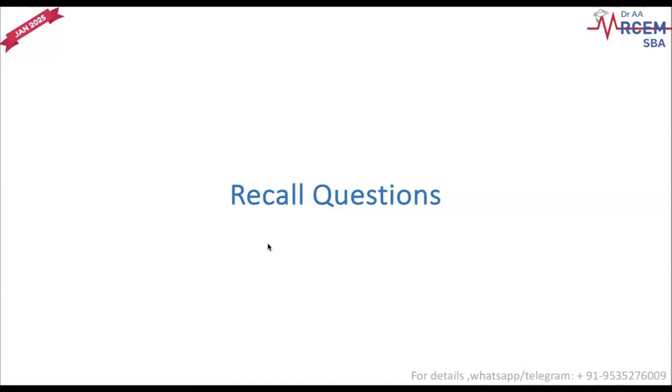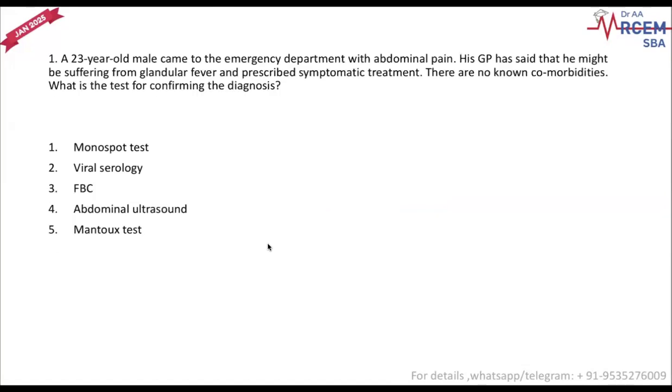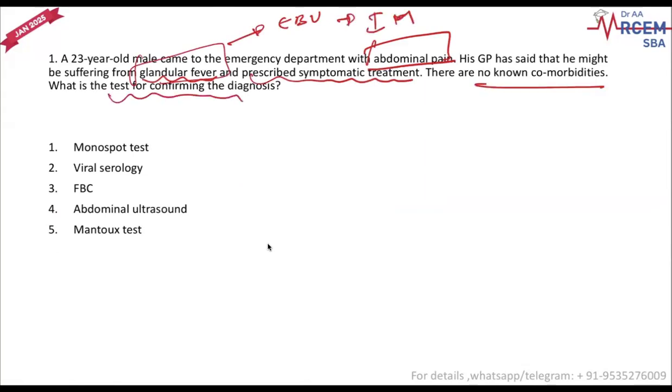Now we'll enter into the recall questions. The first one is a 23-year-old male who presents to the emergency department with abdominal pain. His GP said he might be suffering from glandular fever and prescribed symptomatic treatment. Glandular fever is nothing but Epstein-Barr virus resulting in infectious mononucleosis. He has no known comorbidities. What is the test to confirm the diagnosis?